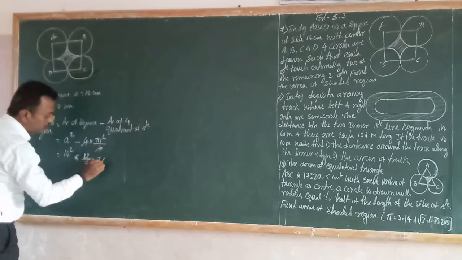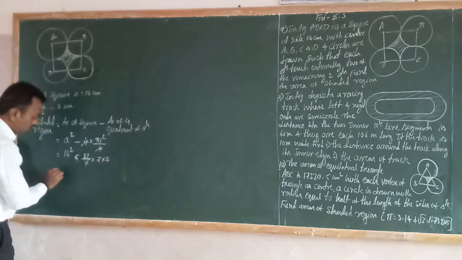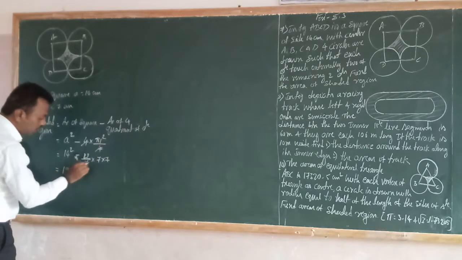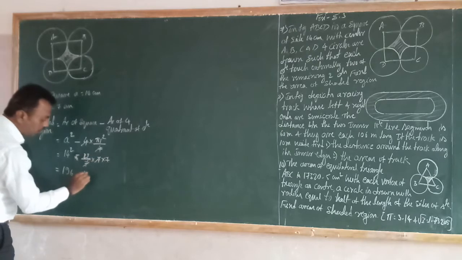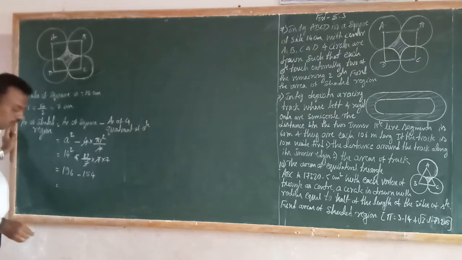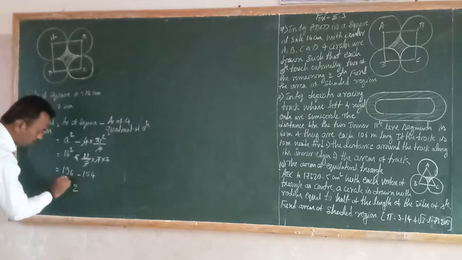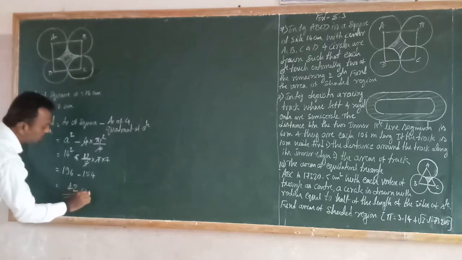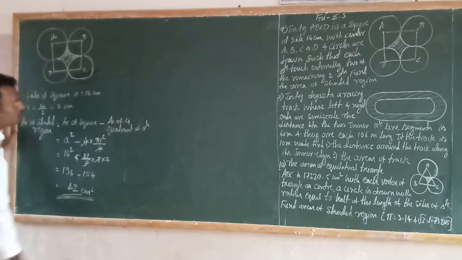So 14 squared means 196, minus, the 7 gets cancelled, 22 into 7 is 154. Now 196 minus 154, you have to subtract it. 6 minus 4 becomes 2, 9 minus 5 becomes 4, 1 minus 1 is 0. So 42 cm squared. This is the area of the shaded region. Have you understood? So like this we have to solve it.